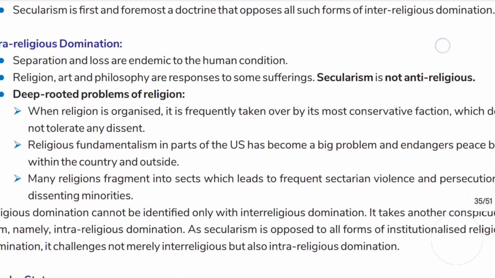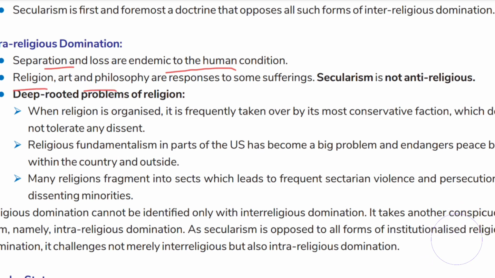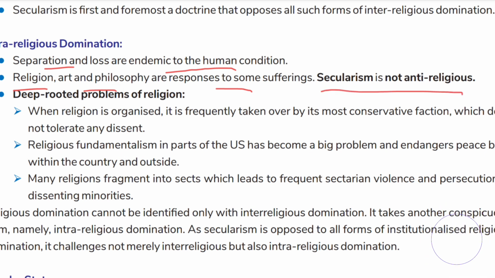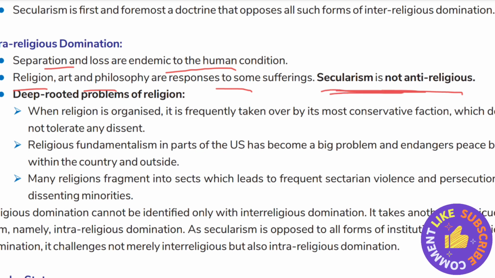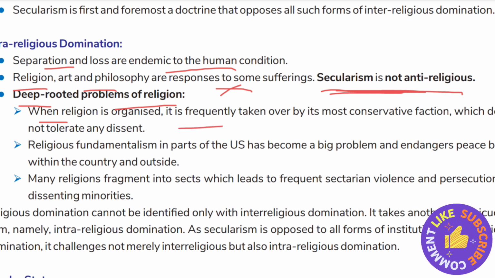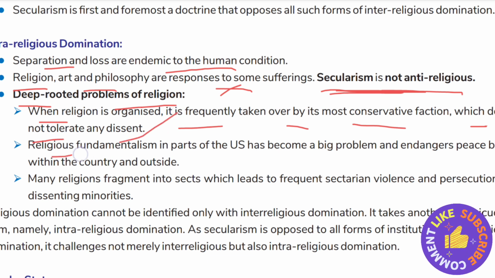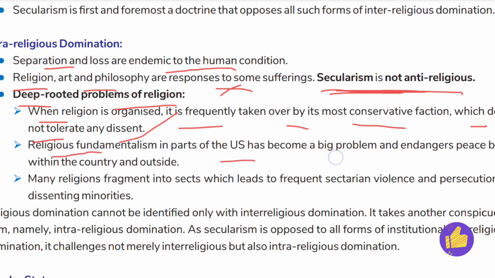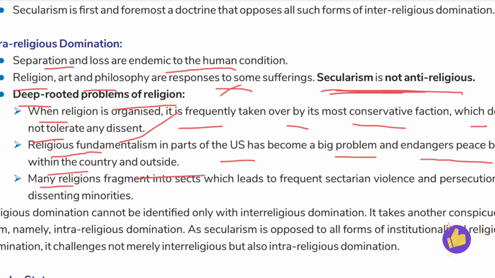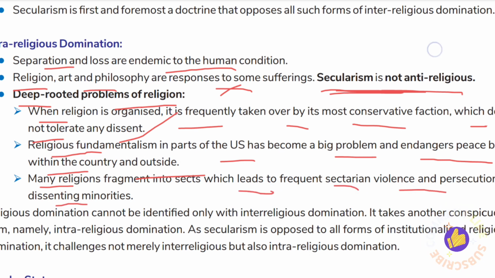So, what is intra-religious domination? Separation and loss are endemic to the human condition. Religion, art, and philosophy are responses to some sufferings. Secularism is not anti-religious. A deep-rooted problem of religion is that when religion is organized, it is frequently taken over by its most conservative faction, which does not tolerate any dissent. Religious fundamentalism in a part of the world has become a big problem and endangers peace both within the country and outside. Many religions fragment into sects, which leads to frequent sectarian violence and persecution of dissenting minorities.